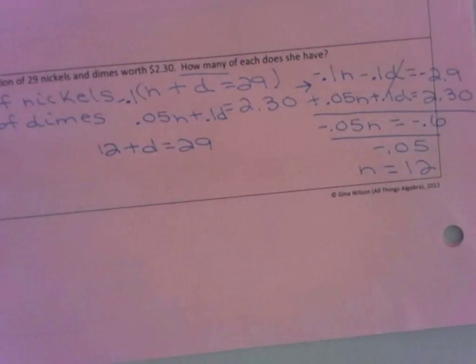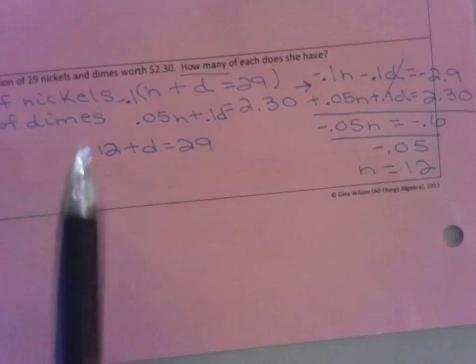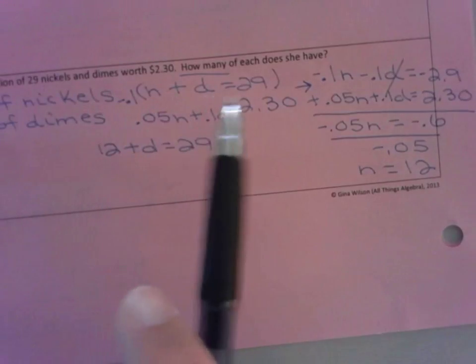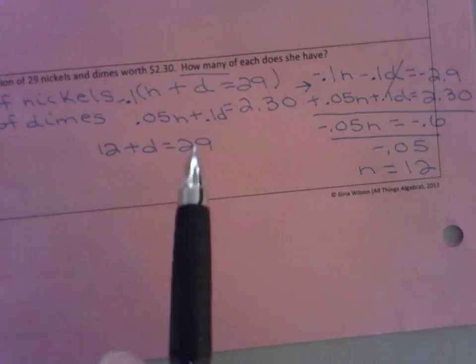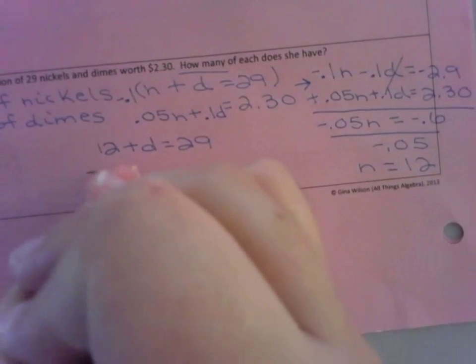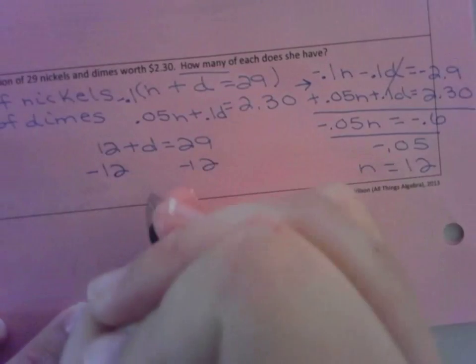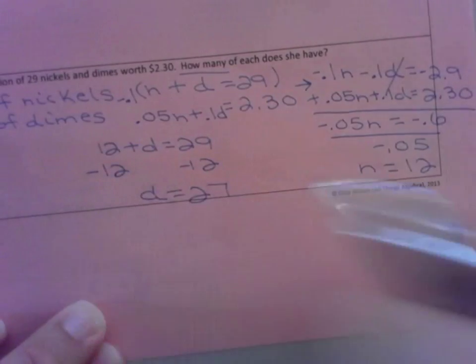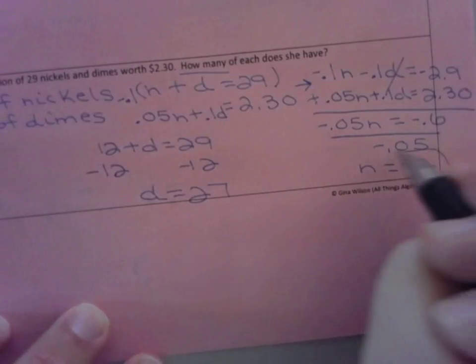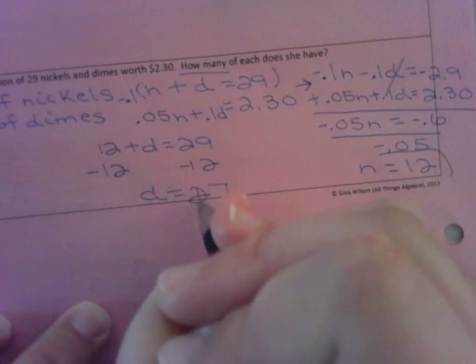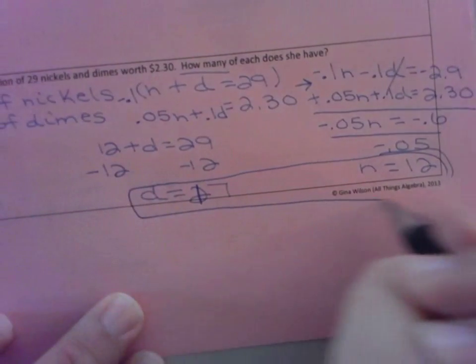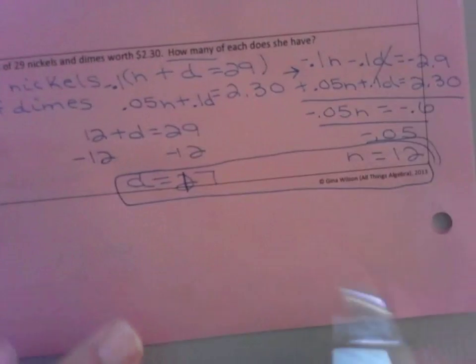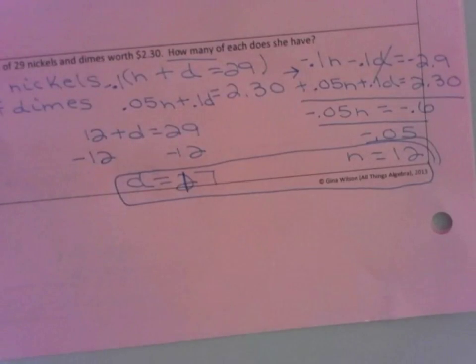Turn on the top tray, if you don't mind. Thank you. So 12 plus d, use the top one. It doesn't matter which one, but I would use the original one that doesn't have decimals. So 12 plus d equals 29. How do I find d? Subtract 12. d equals 27. So there are 12 nickels. Just kidding, 17. So 17 dimes and 12 nickels.